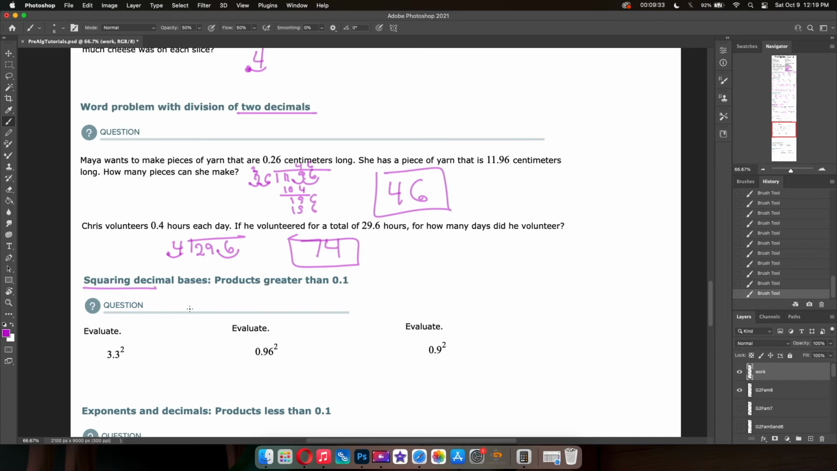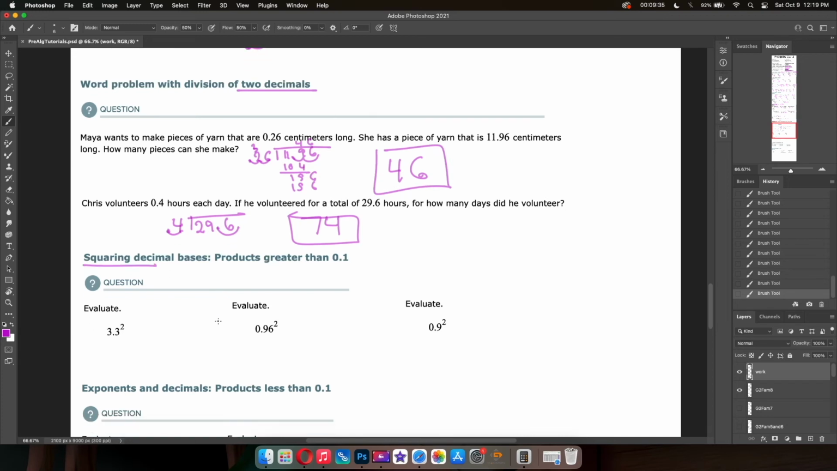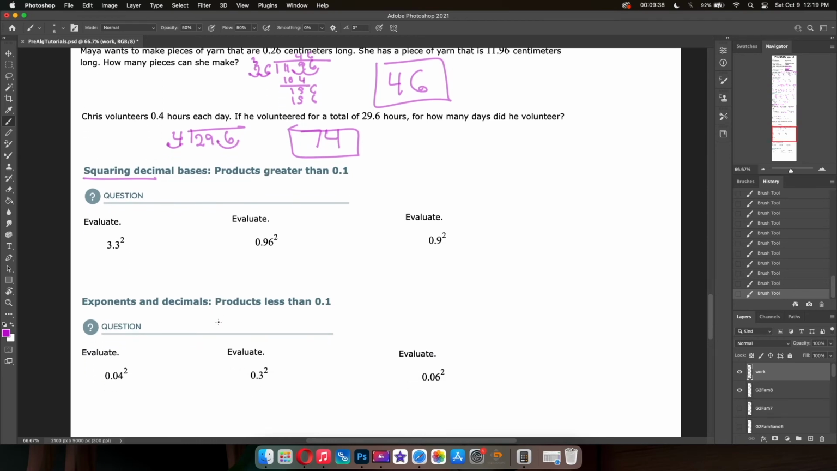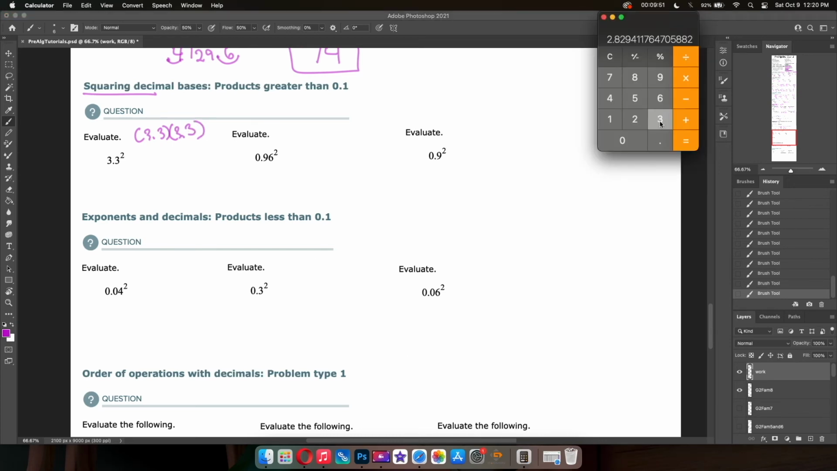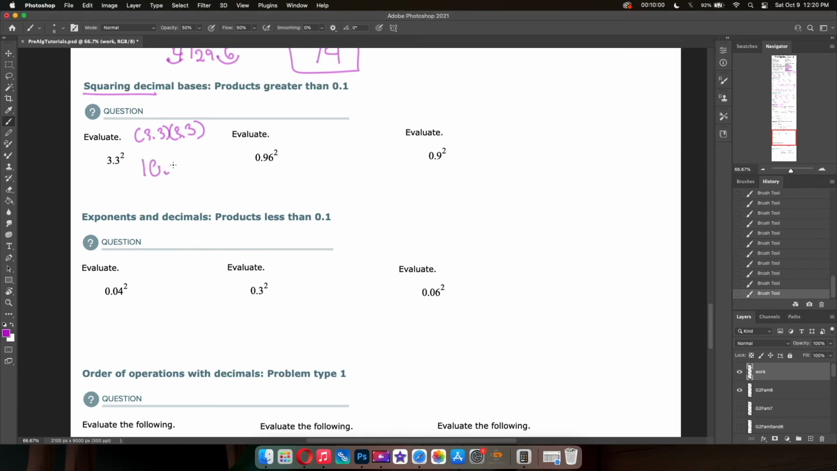Next, squaring decimal places. Again, the products are going to be greater than. All right. So again, what does this actually mean? This is 3.3 times 3.3. So I'm going to pull out my handy calculator. 3.3 times 3.3 equals 10.89. Now, this is what I want to point out to you, because the math itself I'm less interested in.